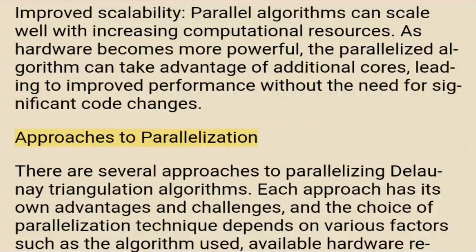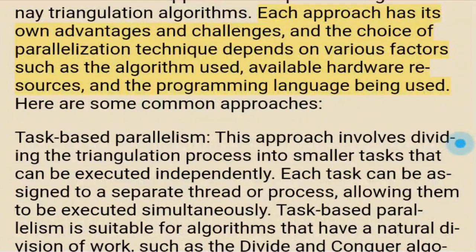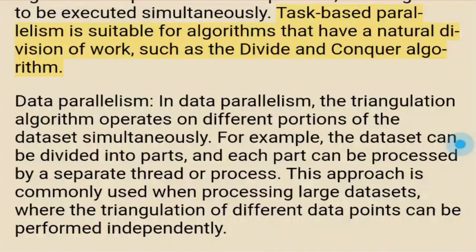Approaches to parallelization. There are several approaches to parallelizing Delaunay triangulation algorithms. Each approach has its own advantages and challenges, and the choice of parallelization technique depends on various factors such as the algorithm used, available hardware resources, and the programming language being used. Here are some common approaches. Task-based parallelism. This approach involves dividing the triangulation process into smaller tasks that can be executed independently. Each task can be assigned to a separate thread or process, allowing them to be executed simultaneously. Task-based parallelism is suitable for algorithms that have a natural division of work, such as the divide-and-conquer algorithm.